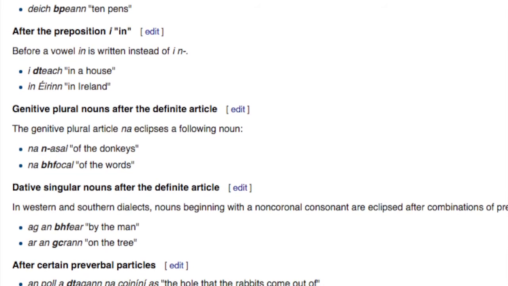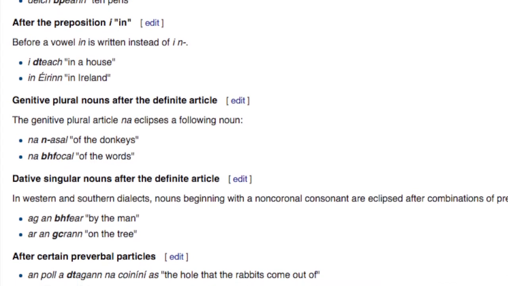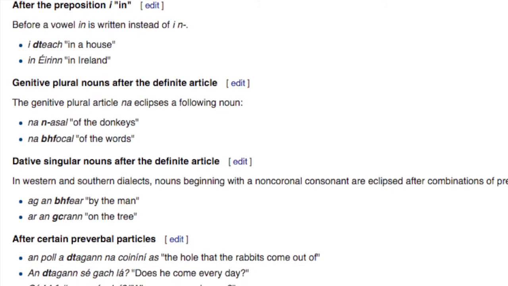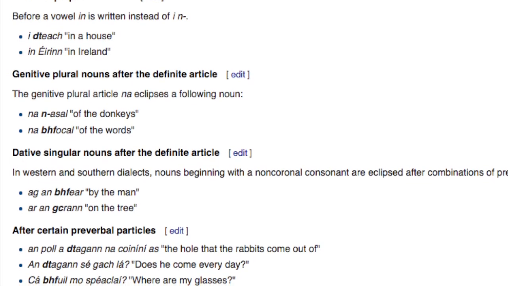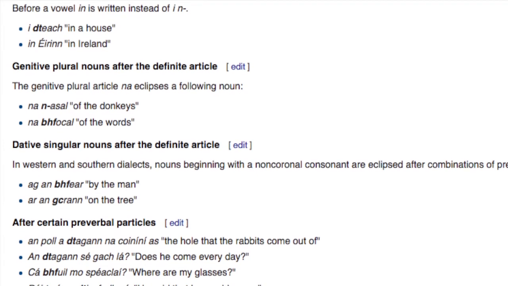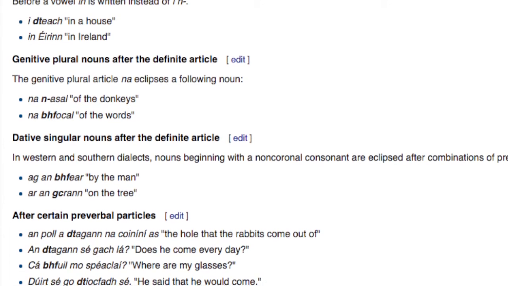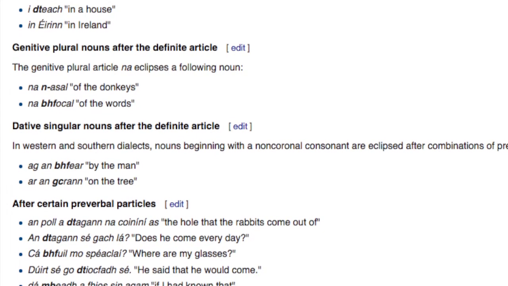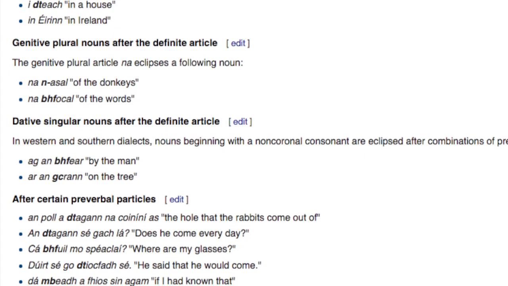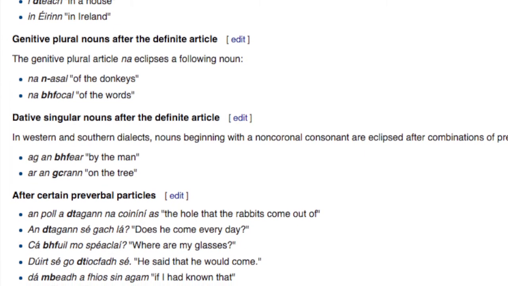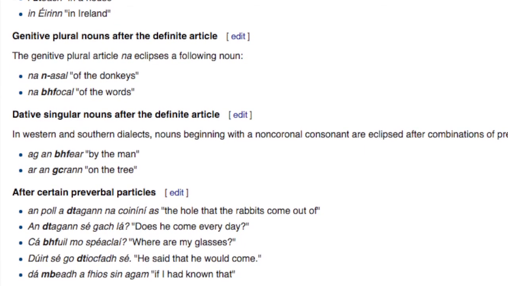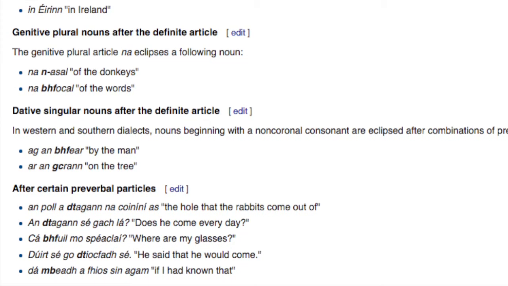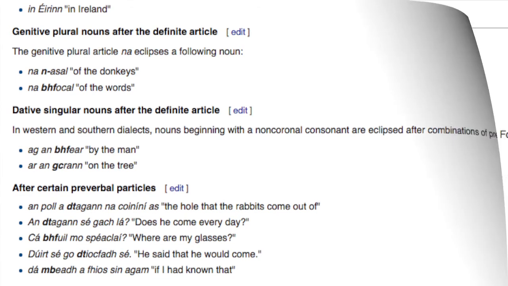Genitive plural nouns after the definite article. For example, na nossel, of the donkeys, na bhfuil, of the words. And dative singular nouns after the definite article. For example, ag an bhfear, by the man, and ar an ngran, on the tree. After certain pre-verbal particles. For example, an dagan sé gach lá, does he come every day? Colmcill must speak Lee. Where are my glasses?